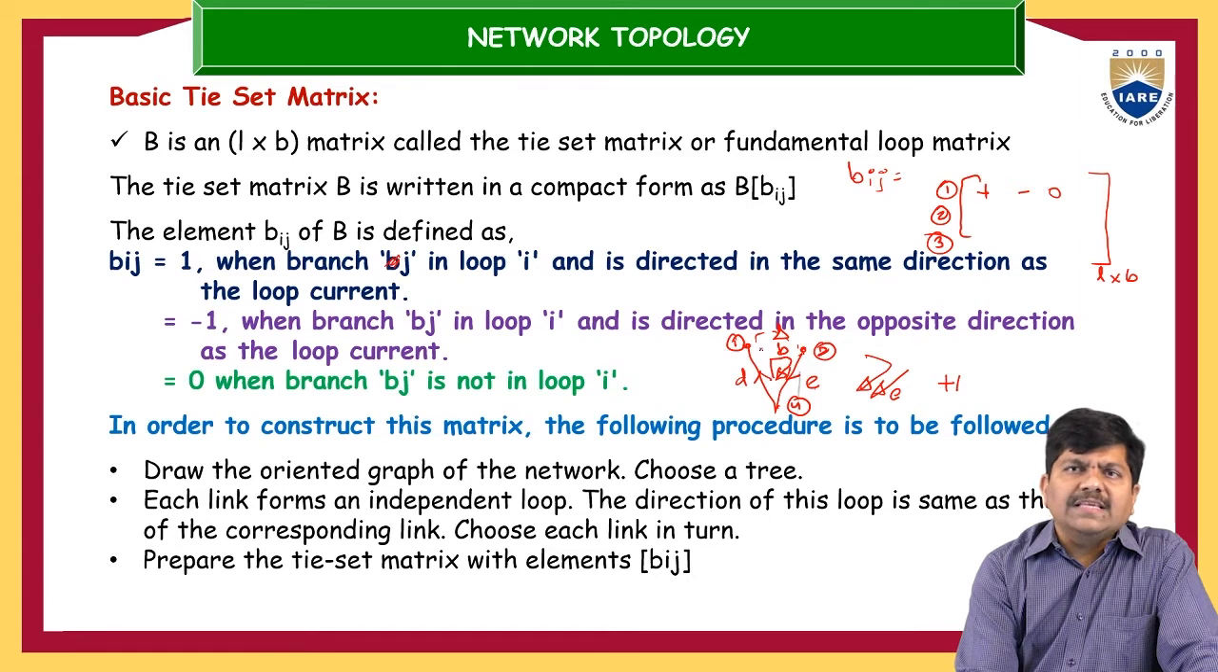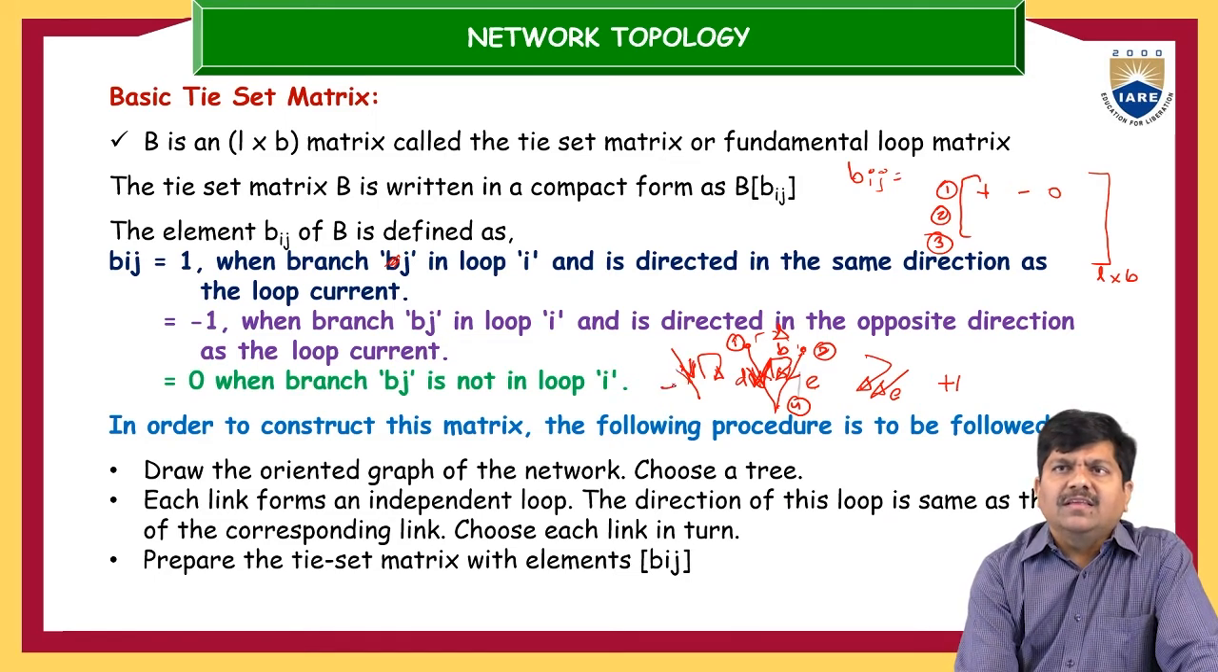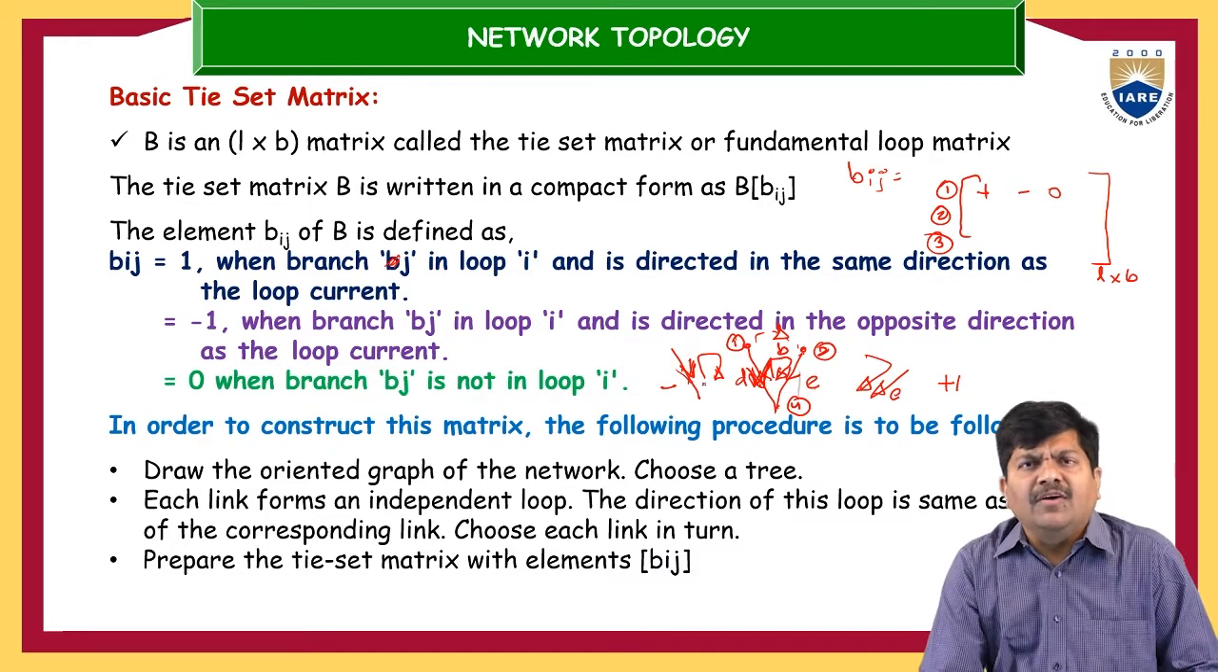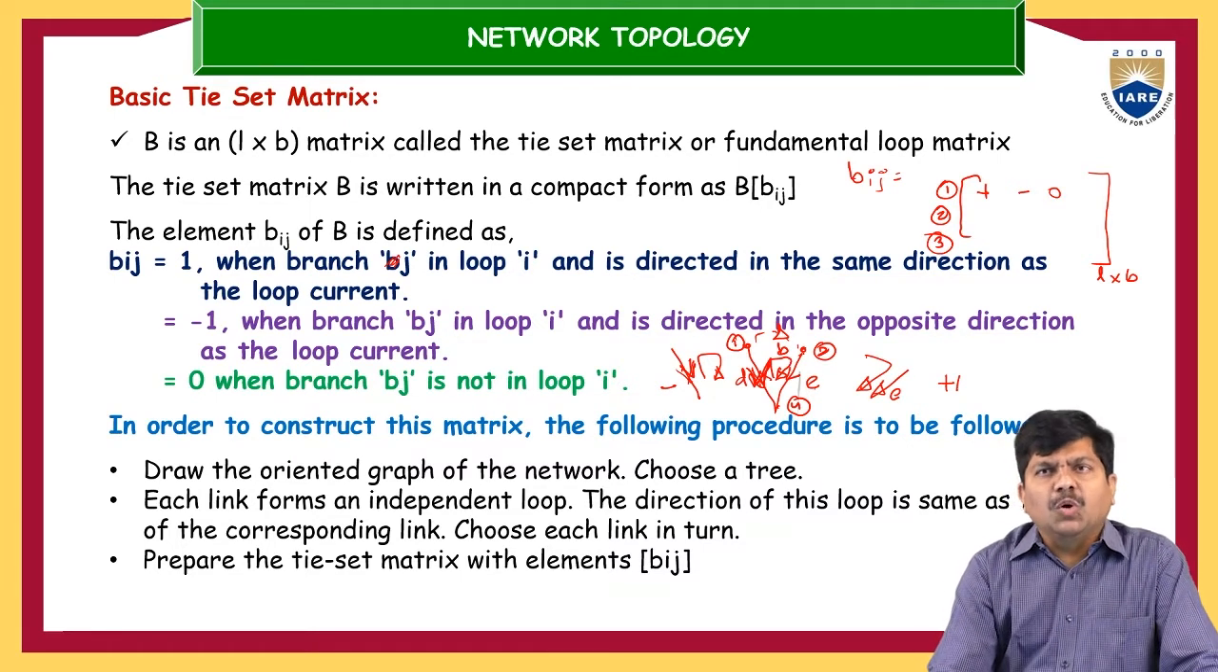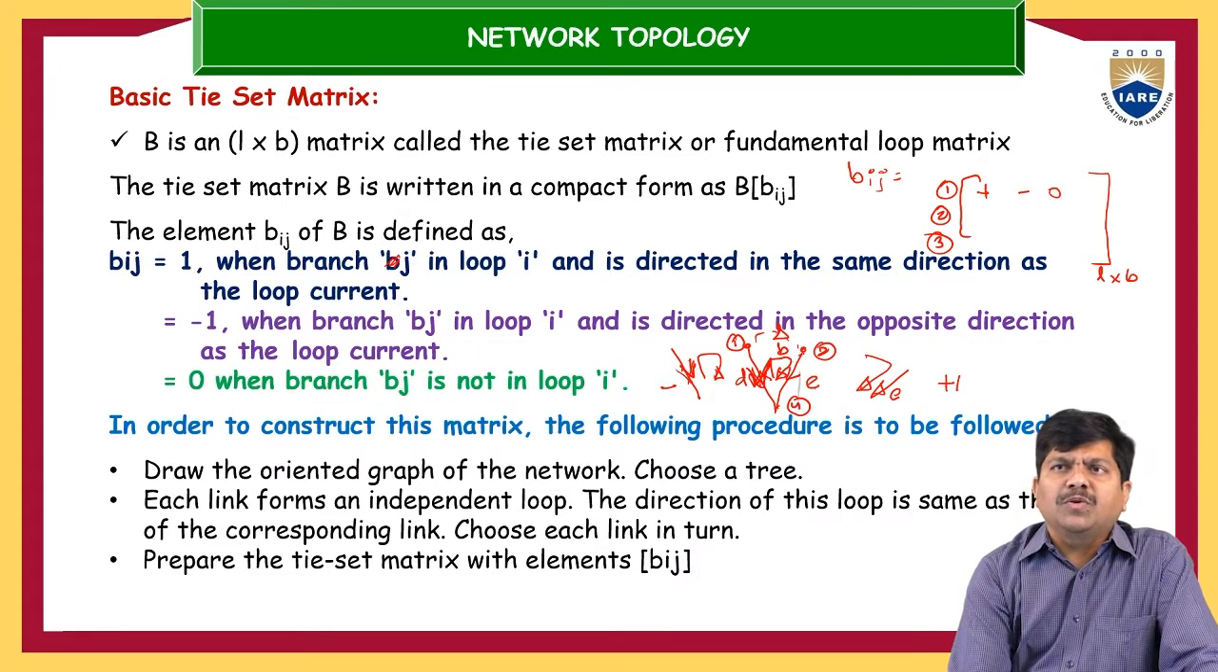Similarly, D is also traveling in the same direction, so it will be positive. Suppose you change the direction of this D like this. Especially in D, the loop is traveling in this direction and the element is downwards. So with respect to this loop, this branch is moving in the opposite direction. In that case, it will be negative. So that is the meaning of +1, -1 and 0. If there is no relation at all, suppose one more branch is associated with another loop, then there is no question of any relation existing. In that case, it is 0.